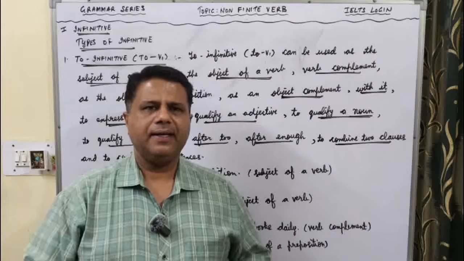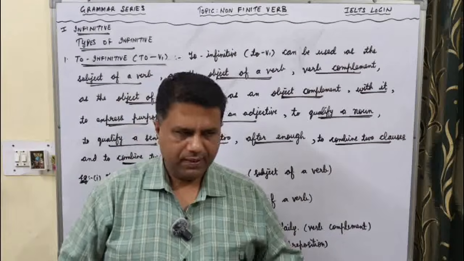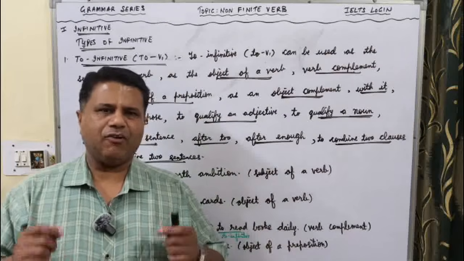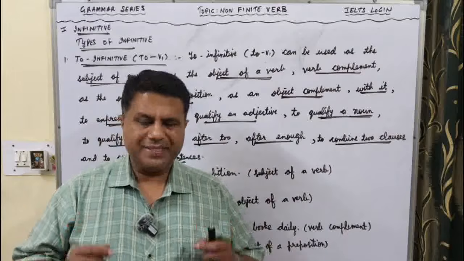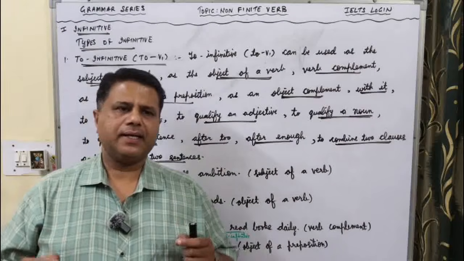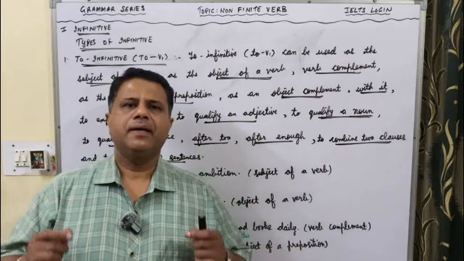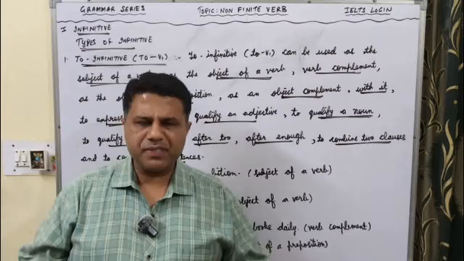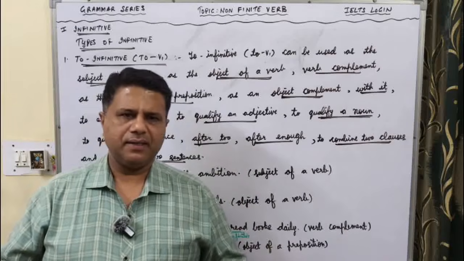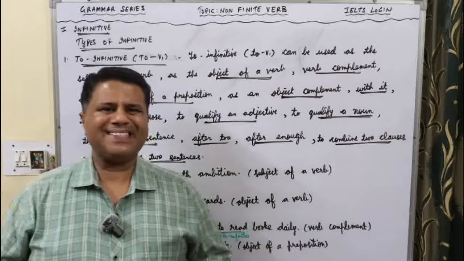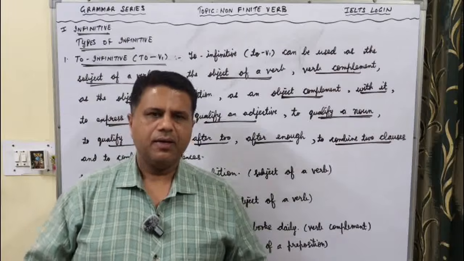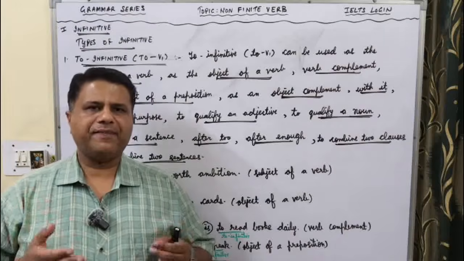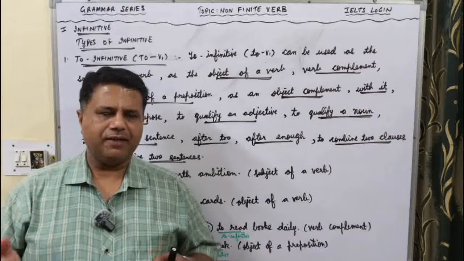Definitely, I repeat it again, it will not be used as a verb. So how can it be used in a sentence then? It can be used as the subject of a verb. Second use, object of a verb. Third, it can be used as a subject complement, object complement. It can be used as the object of a preposition. Then, to express the purpose, to qualify a noun, to qualify an adjective, to qualify the whole sentence. After too, to is an adverb.